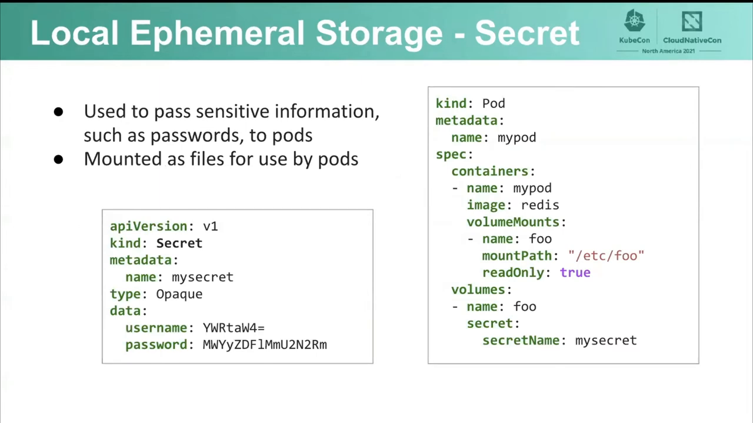A secret volume is used to pass sensitive information such as passwords to pods. You can store secrets in the secrets Kubernetes API and mount them as files for use by pods. Secret volumes are backed by tmpfs, so they are never written to non-volatile storage.